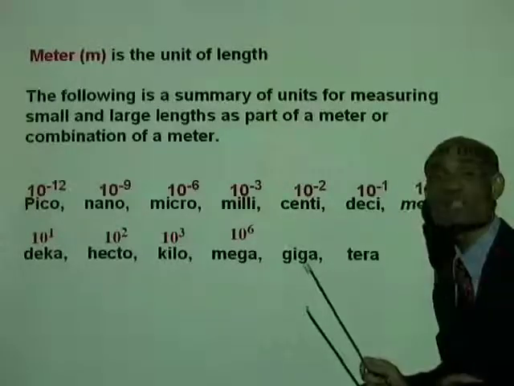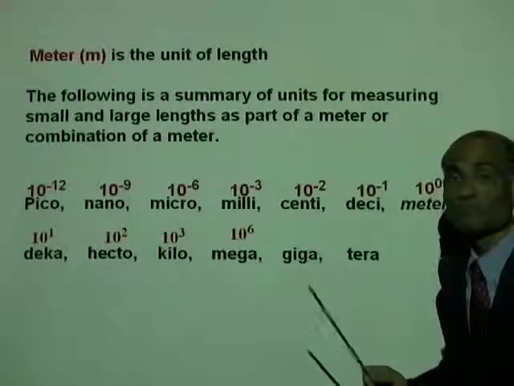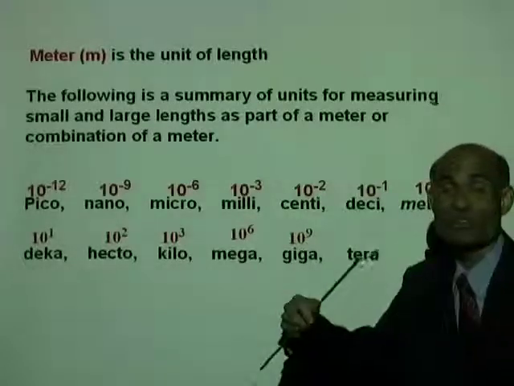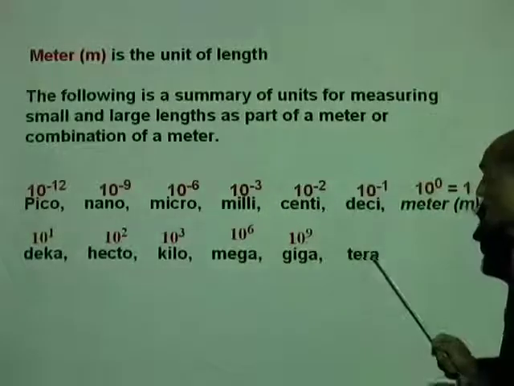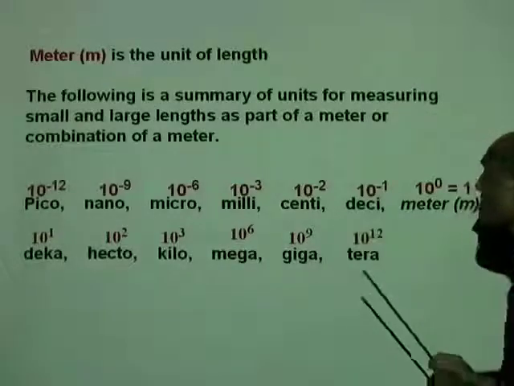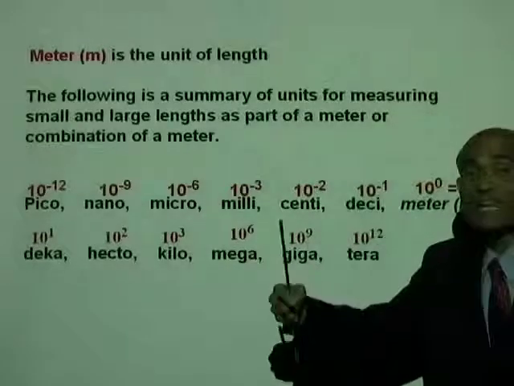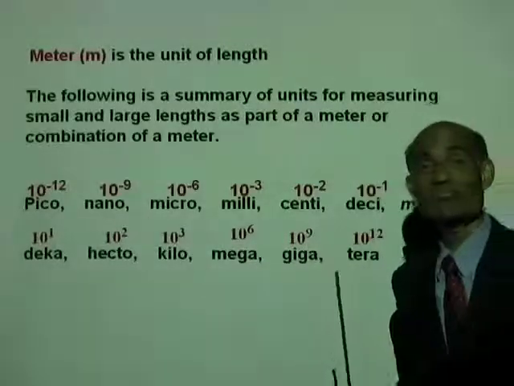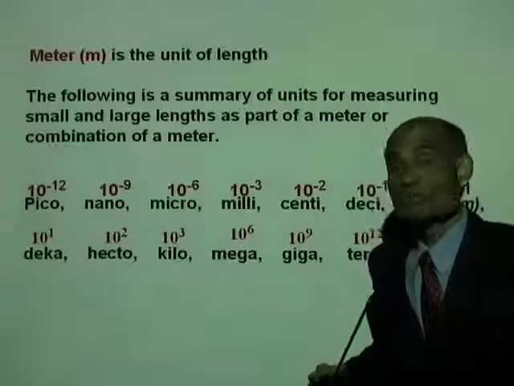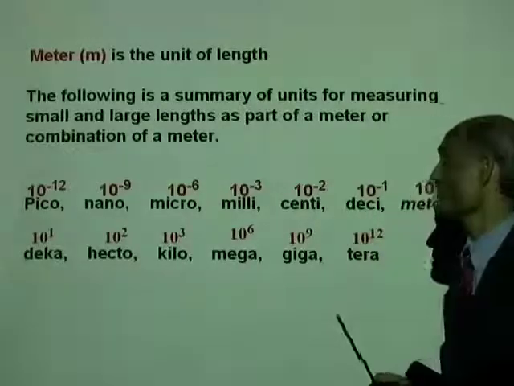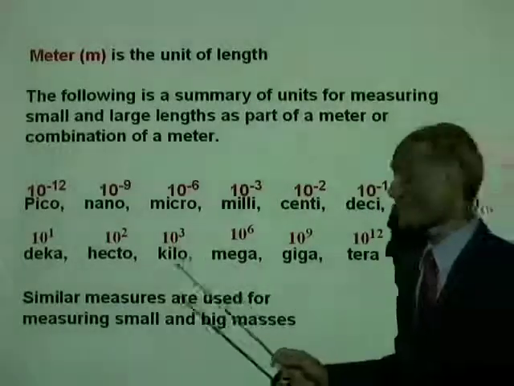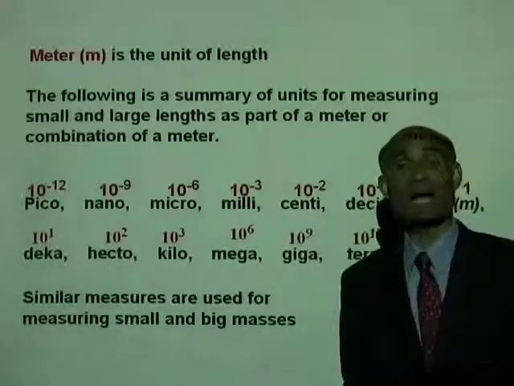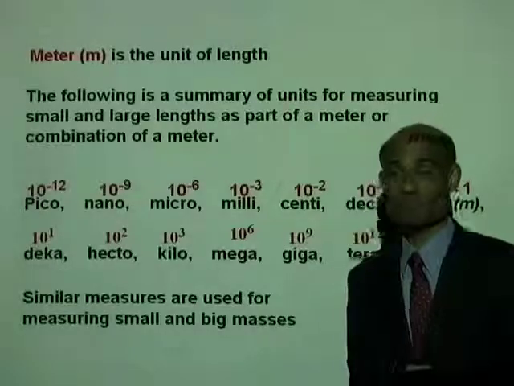A gigameter is, what do you think? It is 10 to the power of 9 meters, which is 1,000,000,000 meters. And finally, a terameter is 1,000,000,000,000 meters. So we have now units that are used for measuring very small distances and very large distances. Similar measures are used for measuring small and big masses.